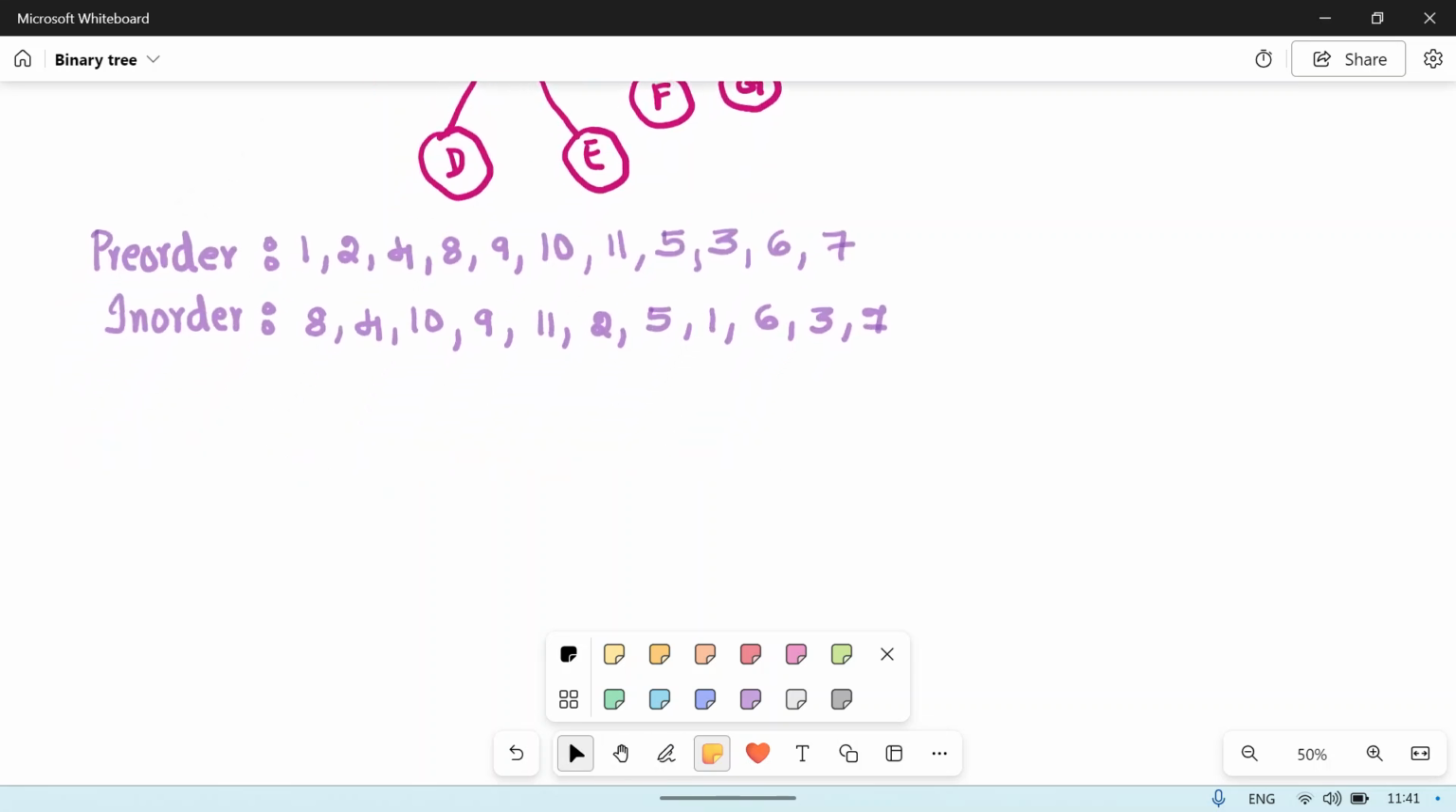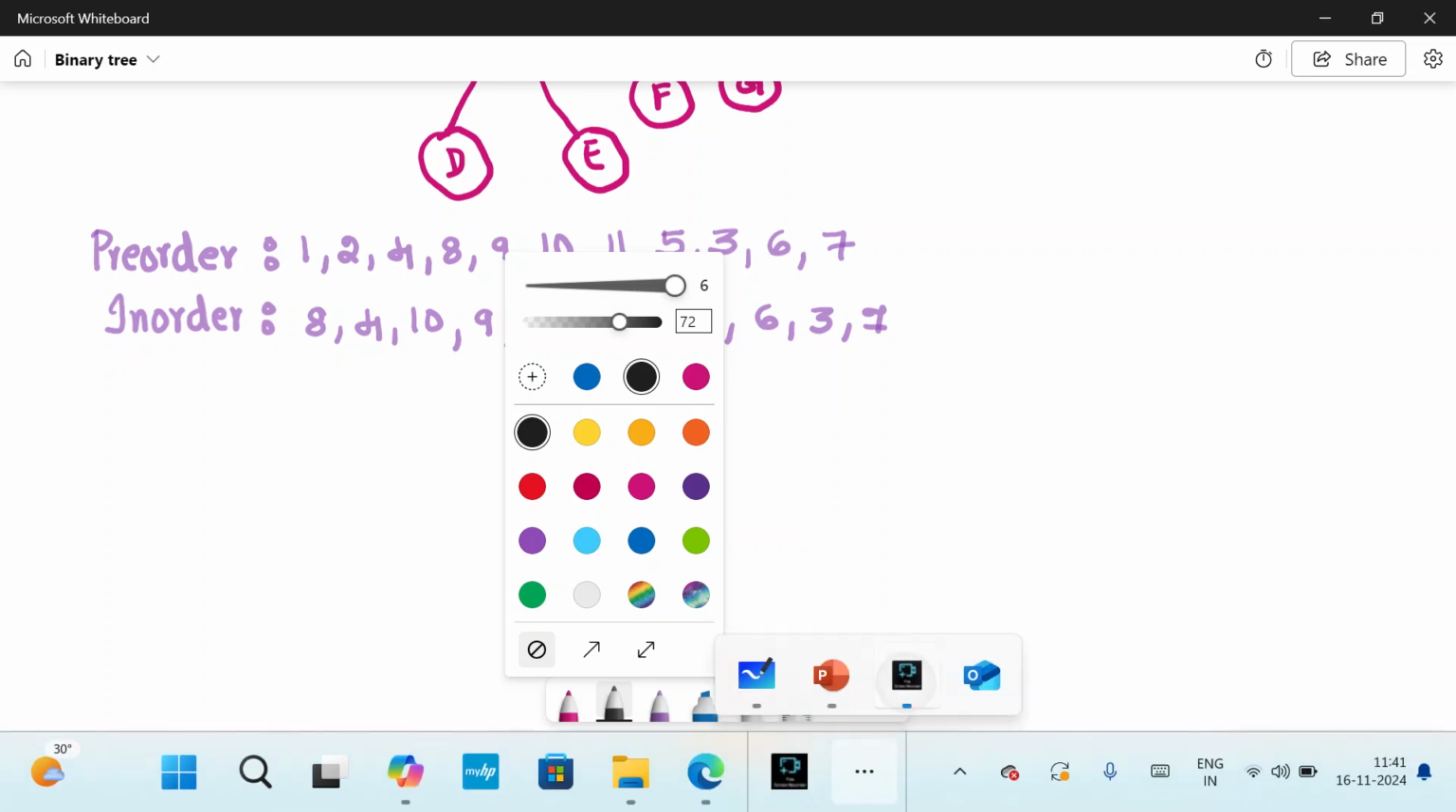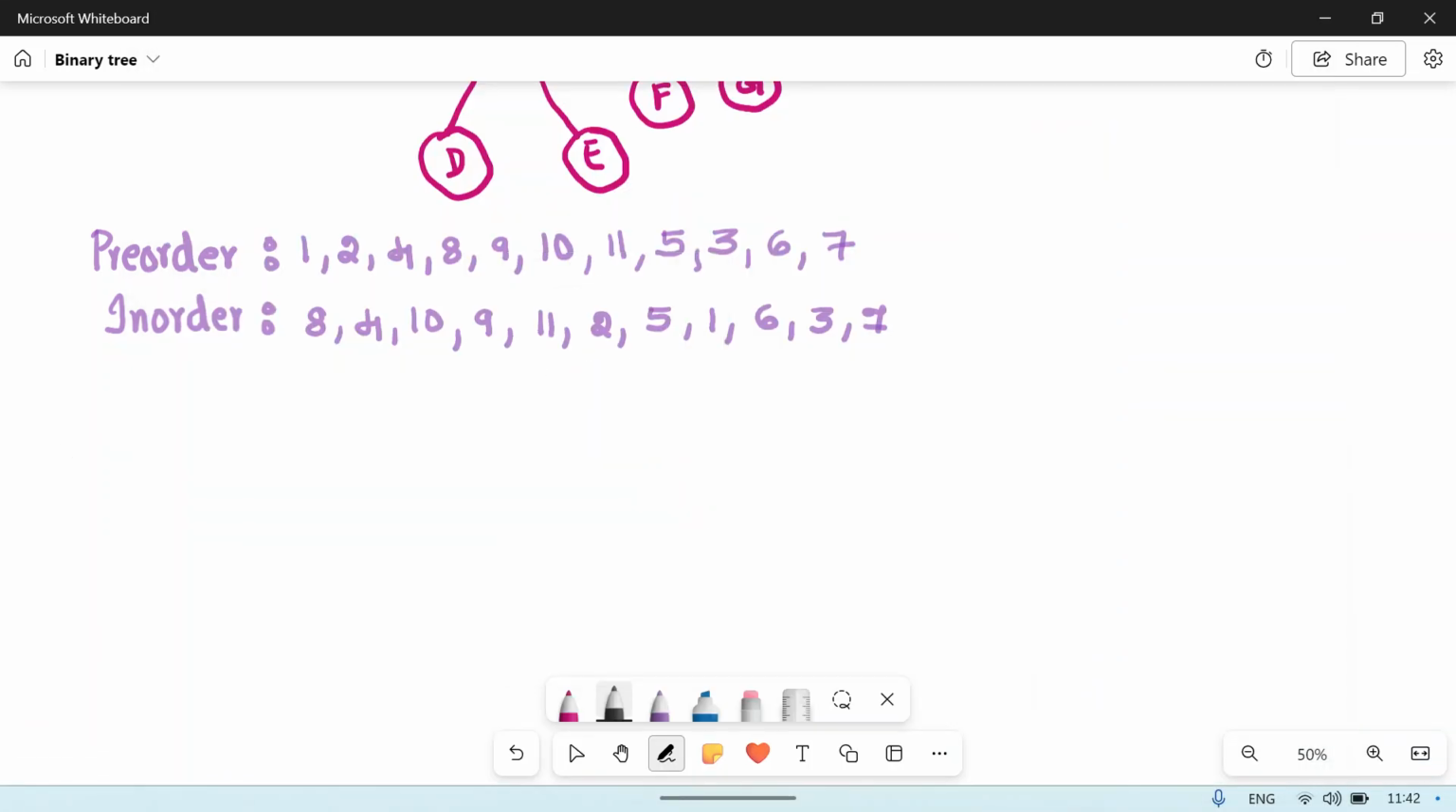Okay, now with these values, let me try to construct the tree. So remember, pre-order is root, left child, and then right child. And this is in-order: left, then root, then right.